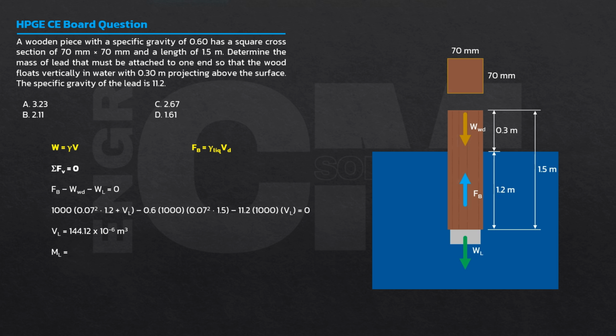So, balik natin dito, mass is density. Density of the lead is the specific gravity times density of water. Okay? Times volume of the lead. Ito yung volume ng lead. So, the answer will be 1.61 kilogram.